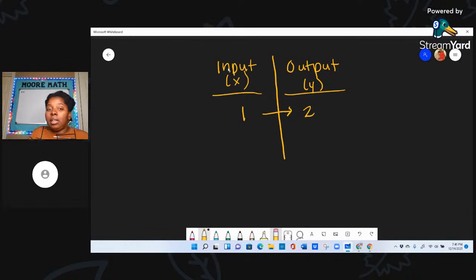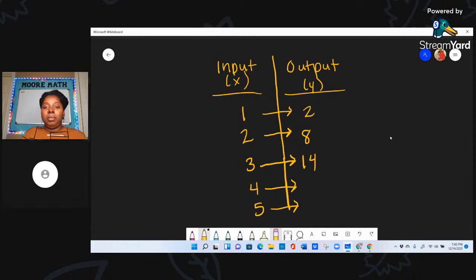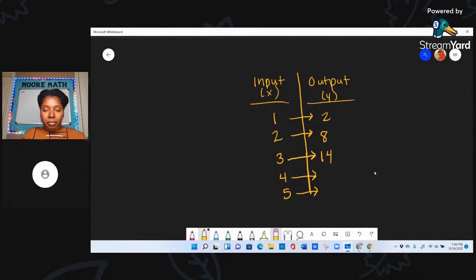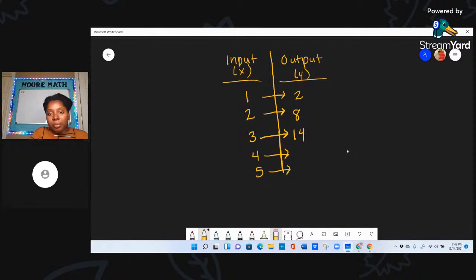So I'm doing something to the input, and then out comes the output. So this goes into the machine. The 3 goes into the machine, and then it comes out as a 14. So we've got to figure out what this pattern is. If I put a 4 in there, a 5 in there, a 6 in there, what is it going to come out as? Tell me what you already know. How would you solve a problem like this?